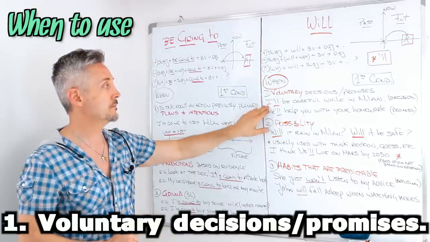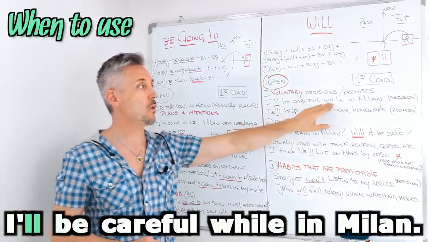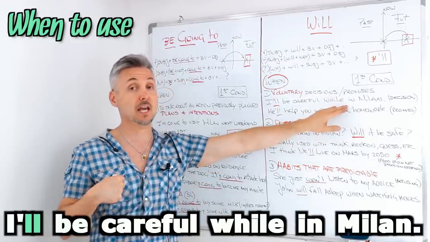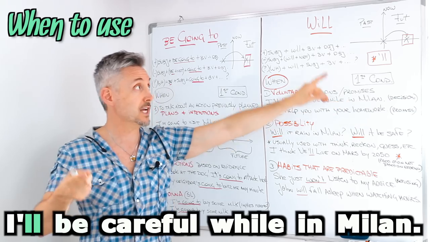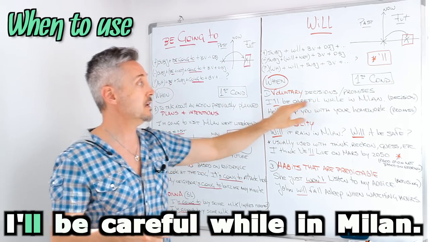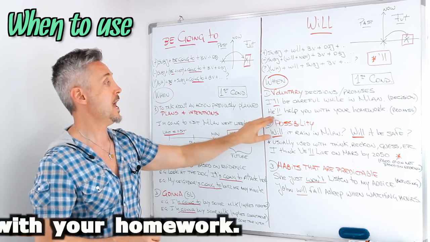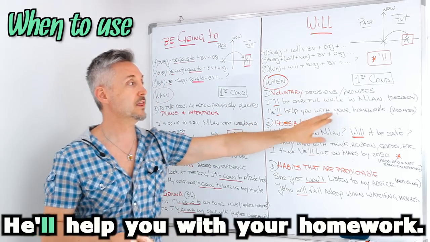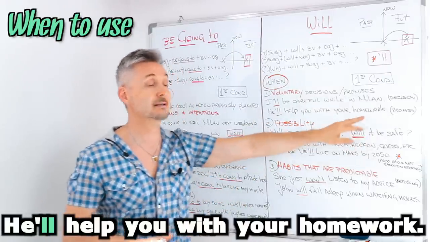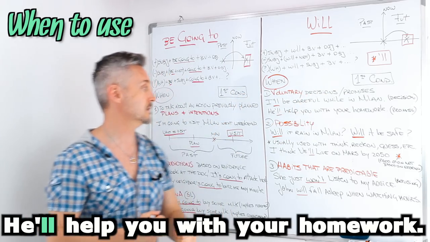Like my example, I'll be careful while in Milan. So this is a decision that I'm saying right now for the future, right? I'm saying it right now for the future. I'll be careful while in Milan. Or he'll help you with your homework. He'll help you with your homework. This is a promise. So voluntary decisions and promises.